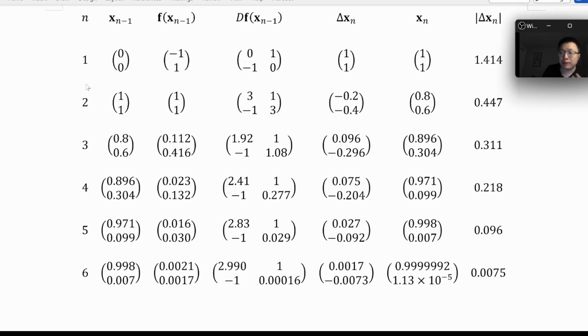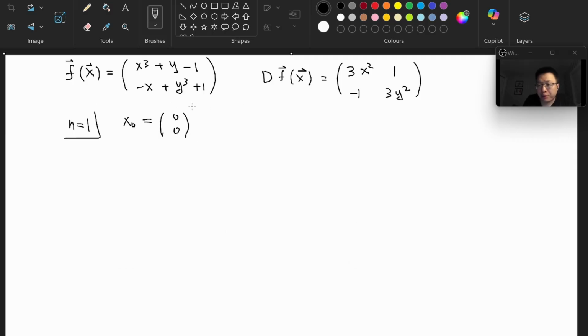I computed 6 iterations on a computer. This might look a little bit overwhelming, but I will do the first 2 iterations by hand to illustrate what is going on. Here we go. I'm on Paint right now. We have the vector function f of x and its Jacobian.